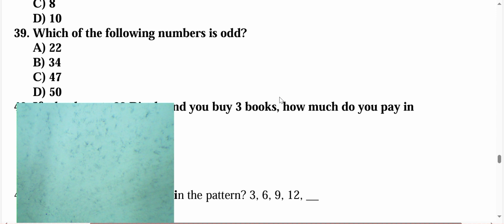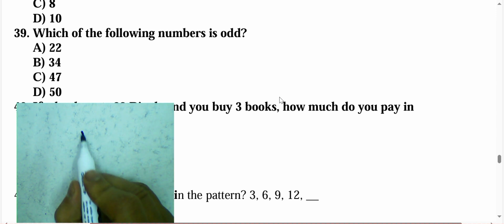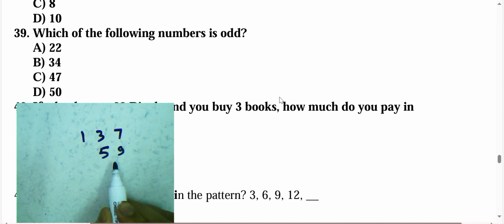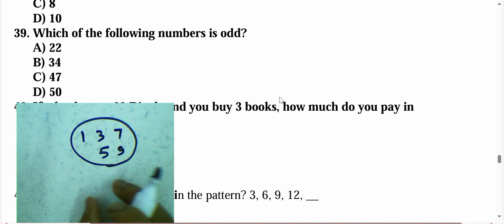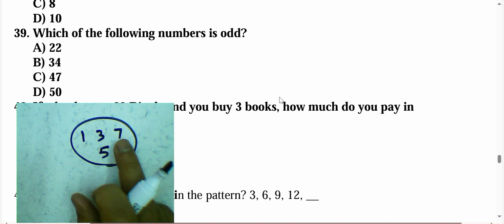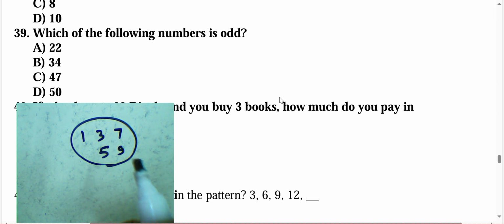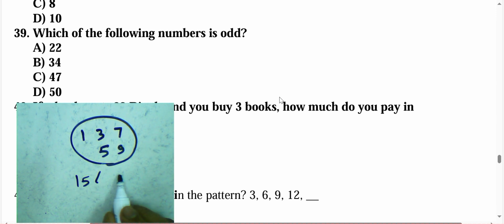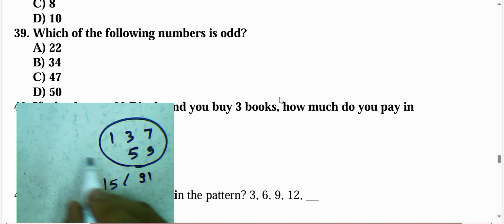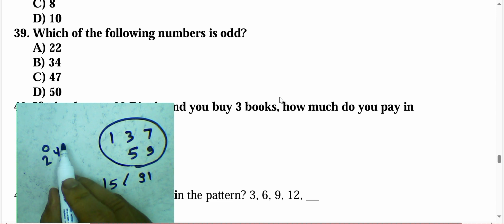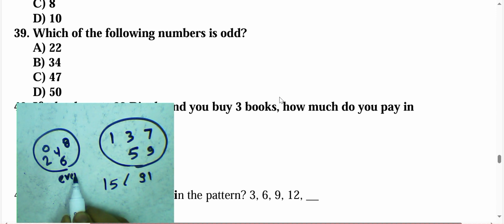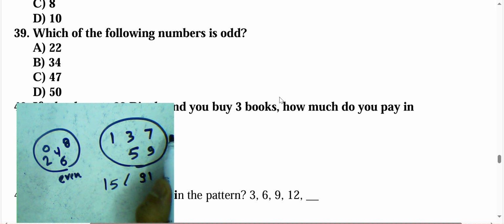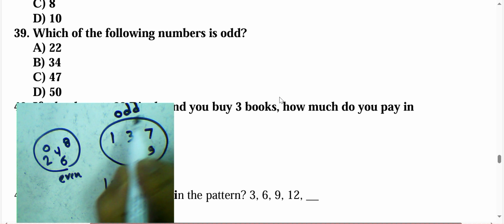Next question. Which of the following numbers is odd? We know 1, 3, 7, 5, 9. These numbers we call odd. Any number that has 1, 3, 7, 5, or 9 in the ones place will be odd. Like 15 is odd, and 91 is odd. We have the difference between odd numbers and even numbers. We know 0, 2, 4, 6, 8 we call even numbers, and 1, 3, 7, 5, 9 we call odd numbers.